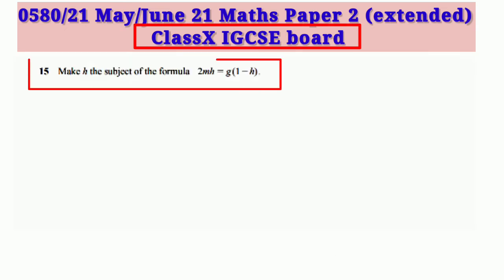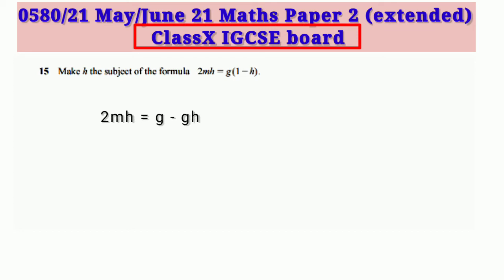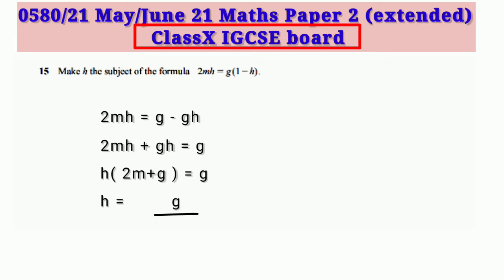Question number 15. Make h the subject of the formula 2mh equals g(1 minus h). Multiply the bracket on the right side by g. So we have 2mh equals g minus gh. Gh we will bring to the left side since there is an h term there also. So 2mh plus gh equals g. h is common in both terms, so we will take it out, and we have h(2m plus g) equals g. Therefore h equals g by (2m plus g).